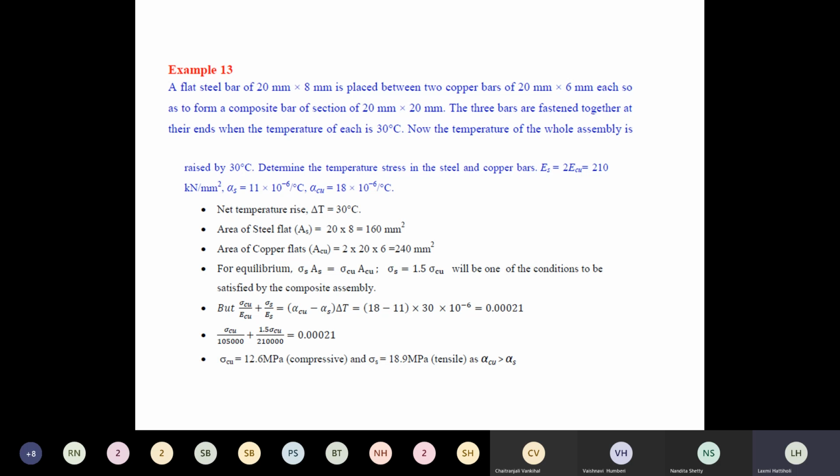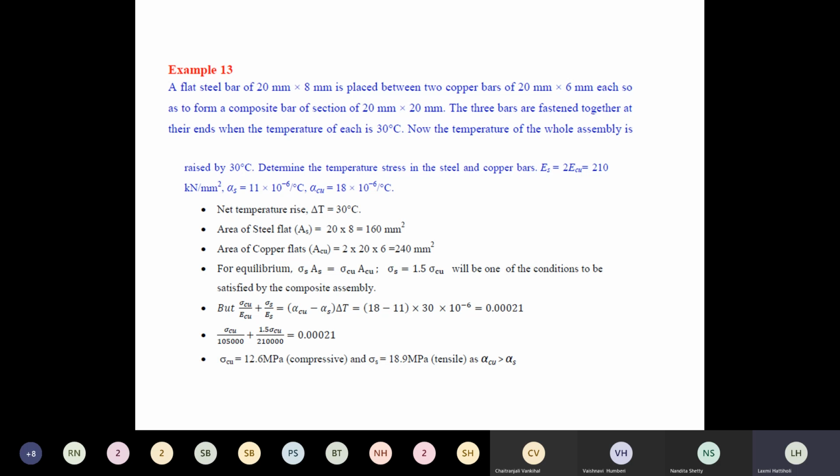For this particular problem, the slide has changed. In the previous problem he directly gave you Young's modulus for steel and for aluminium, but here a slight mathematical change has been given. Young's modulus of steel is equal to 2 times Young's modulus of copper, which is equal to 210 kilonewton per mm square. Alpha of steel and alpha of copper are given to you. Now I'll tell you what the changes are compared to the previous problem. Observe the wordings carefully. Previously aluminium and steel were used, but now I am using steel and copper. That's one change.